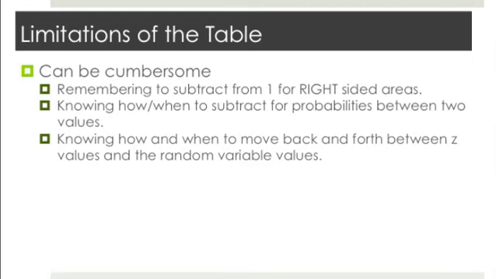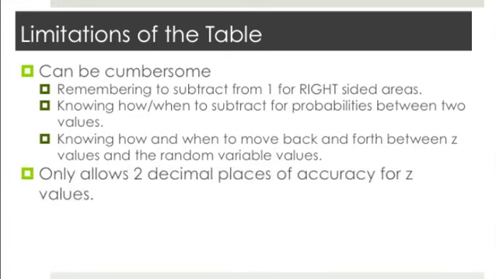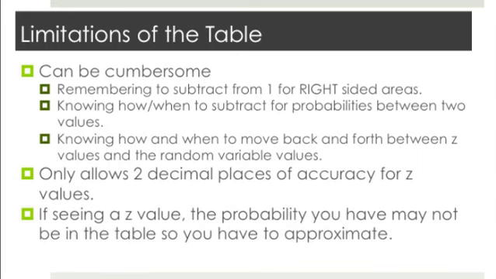Whenever you're working with examples such as these, you have to be very careful and think about the ideas we see here in this list. We've also seen that we're only allowed 2 decimal places of accuracy for z-scores. The table only allows for tenths and hundredths places. So if we need more accuracy than that, the tables aren't always the best bet. And finally, if we are seeking, not seeing, sorry for the typo, a z-value, then the probability that we are interested in may not actually be in the table.